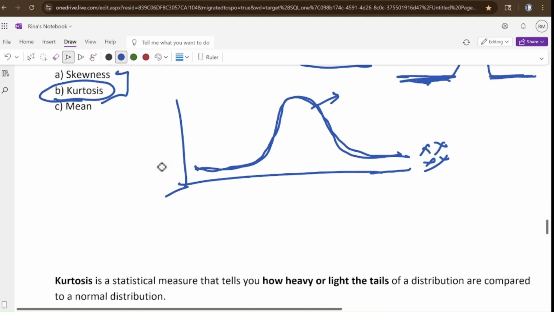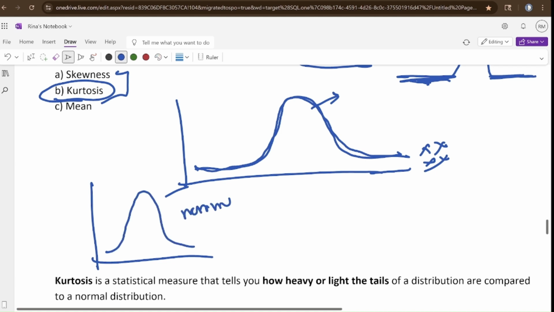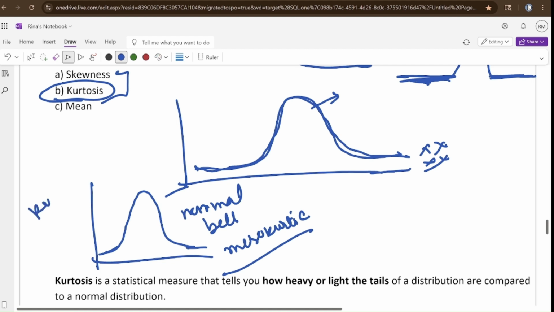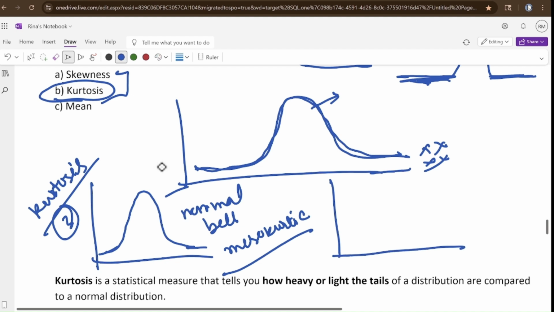Let's say your distribution almost looks normal. This is a normal distribution, or you can say a bell curve. Moderate peak, moderate tails. This is known as mesokurtic. And if you calculate kurtosis here, it will be almost 3, near 3.